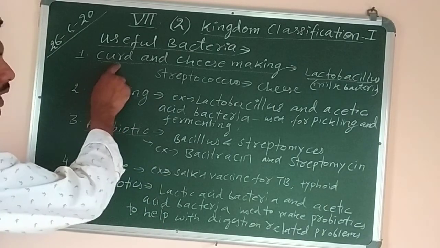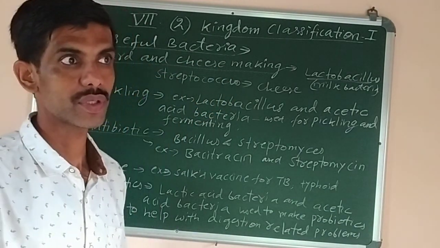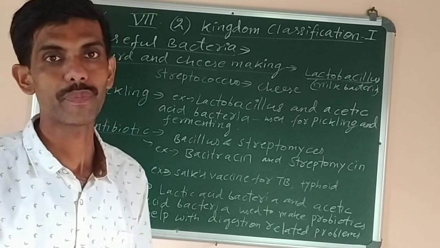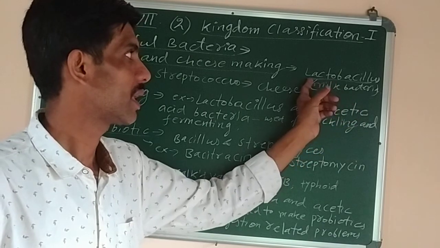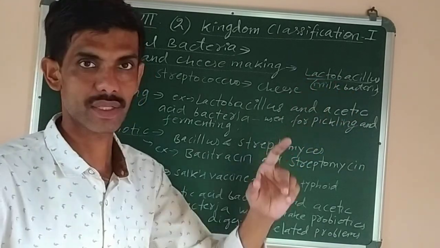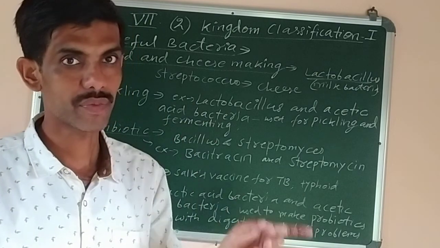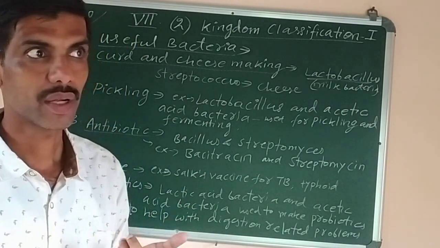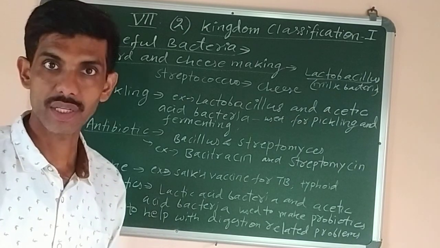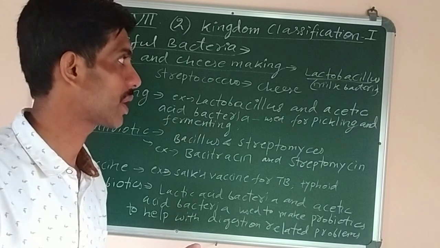First one is curd and cheese making. You know that in our daily domestic use in the home, we use a bacteria which is called milk bacteria. The name is Lactobacillus. Lactobacillus or the milk bacteria is used to convert milk into curd, and we enjoy the taste of curd, as well as it is beneficial for our health because it is a good source of protein.